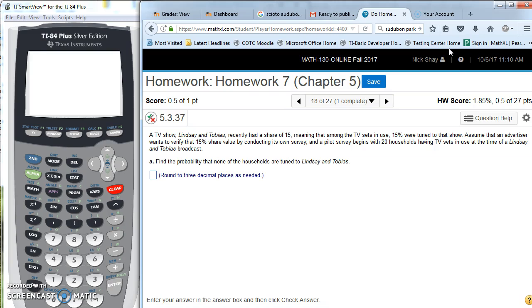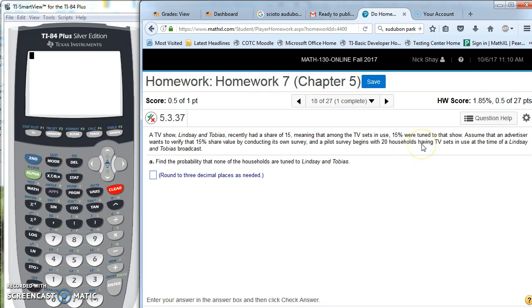So we're going to use a binomial PDF here. So we're going to use the binomial distribution. And the three things we need when we do a binomial distribution is we need to know n, which is the number of people who are involved in the survey. And you can see right here it says the pilot survey begins with 20 households. So n is 20.